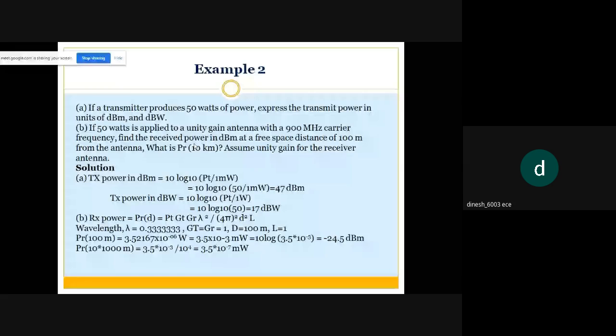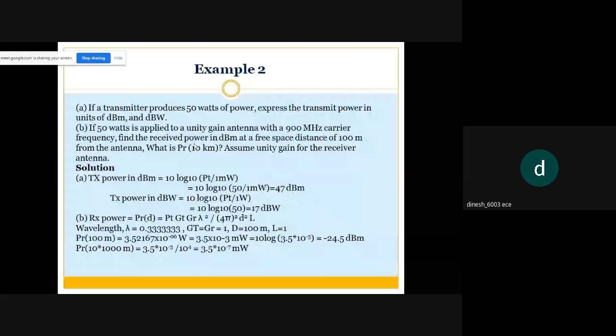Any queries in 2A? If not, I'll proceed on to 2B. So the question: 50 watts is applied to a unity gain antenna with 900 megahertz carrier frequency, find the received power in decibel meter at a free space distance of 100 meter from the antenna. So the distance is 100 meter from the antenna.